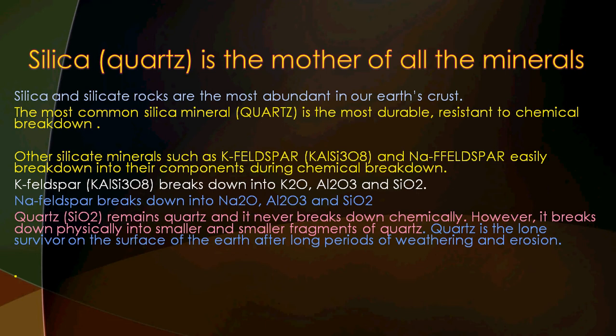Other silicate minerals such as K feldspar, potassium feldspar, which is KAlSi3O8, and soda feldspar, which is NaAlSi3O8, easily break down into their components during chemical breakdown, chemical weathering. K feldspar breaks down into K2O, that is potash, Al2O3, that is alumina, and SiO2, that is silica. Sodium feldspar breaks down into Na2O, soda, Al2O3, alumina, and SiO2, silica.